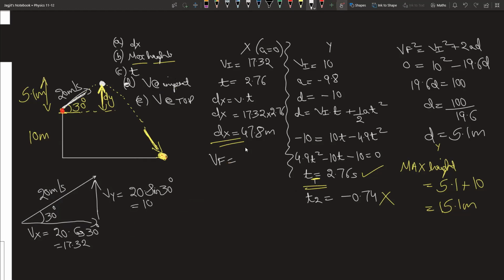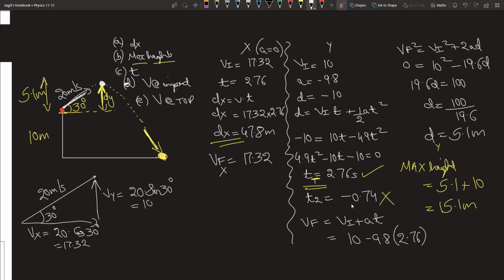Well, as I told you, there is no acceleration happening in X, so that's going to stay the same, 17.32. Obviously, it's meters per second. That's velocity final X component. Now, how do I find velocity final of Y component? Simple. You just say it's going to be VI plus AT. Okay, what's my VI? 10. A is negative 9.8. And T, now I know my T is 2.76.